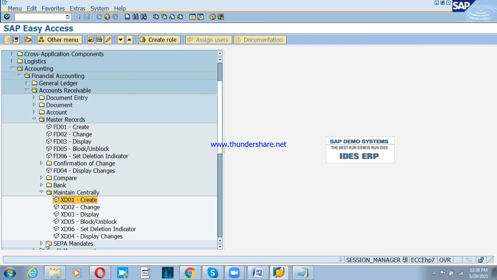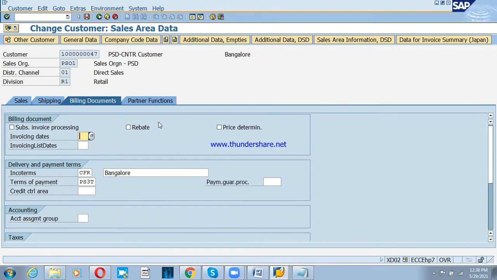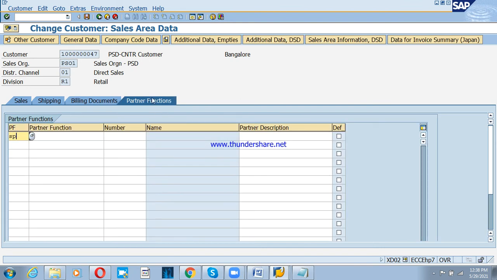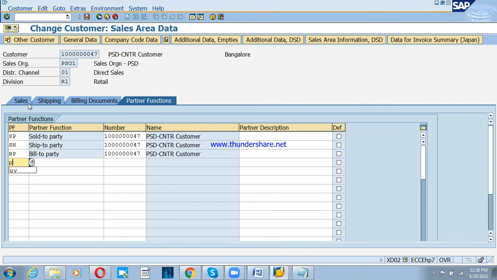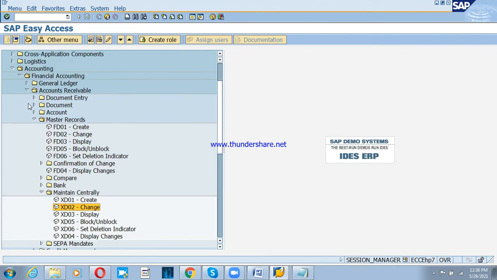Okay, then I'll go to XD02. These are the data which is picked by system automatically. Press enter. Go to partner function, and here SP, that is sold to party, and I'll copy this number and paste it here. SH, PP, PY. Save. Okay, now it has been created.